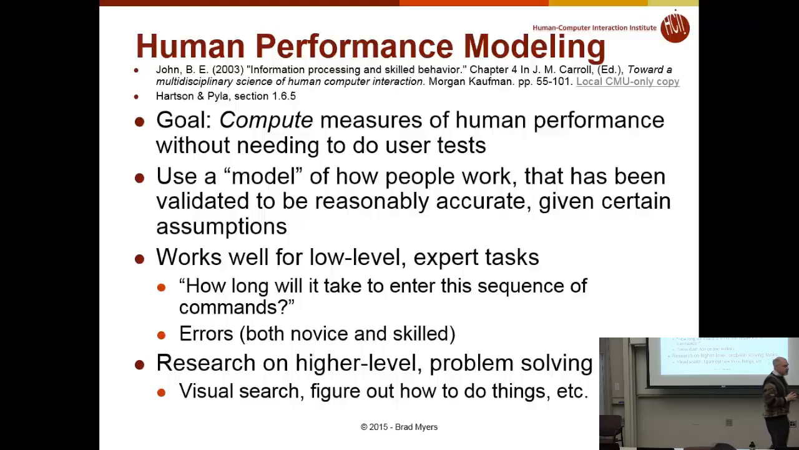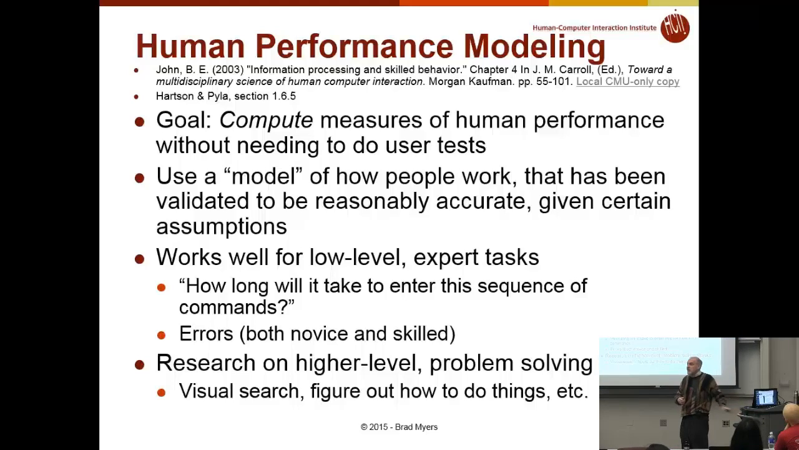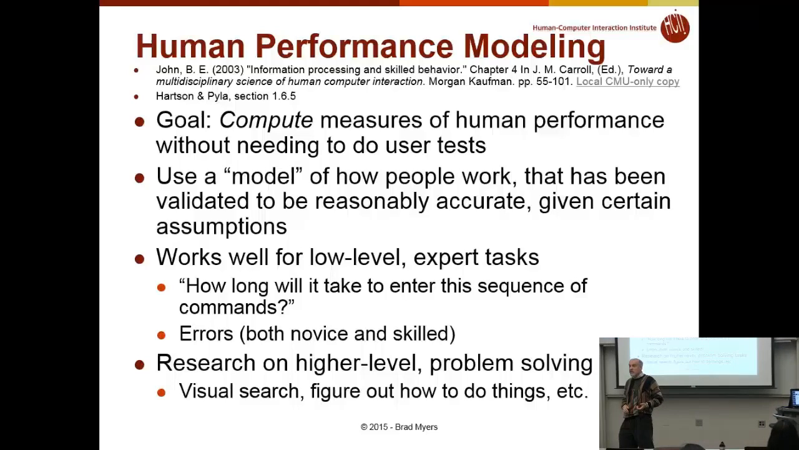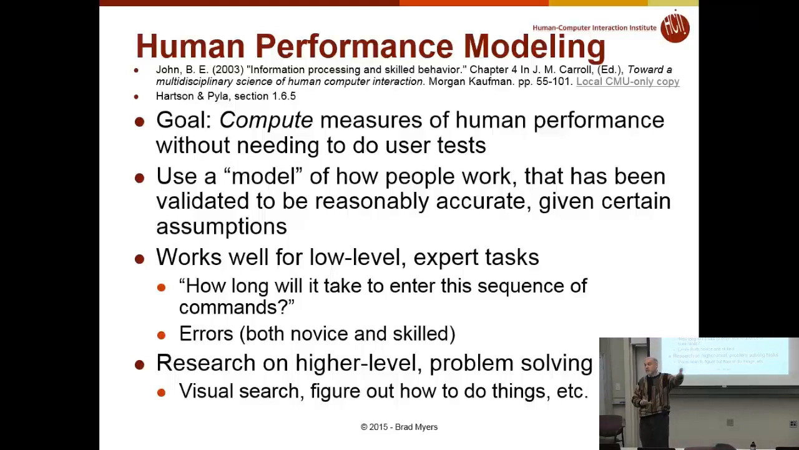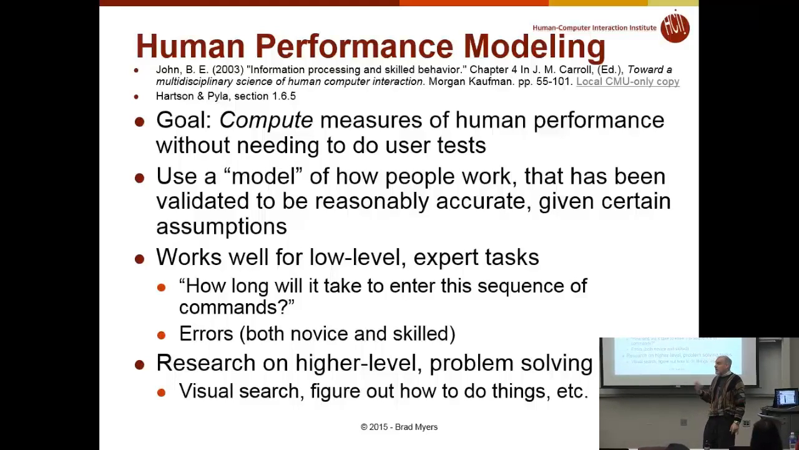As you can imagine, this works best for tasks where you don't have to do a lot of thinking, right? If you have to think or do problem solving, then the variance is enormous. If you have to figure out how to do something, that could be quick or it could be really slow. It totally depends on how good you are at problem solving. On the other hand, if it's a low-level task where you know exactly how to do it and it's just a matter of clicking in the right places or typing the right thing, then it makes a lot of sense to calculate it this way.